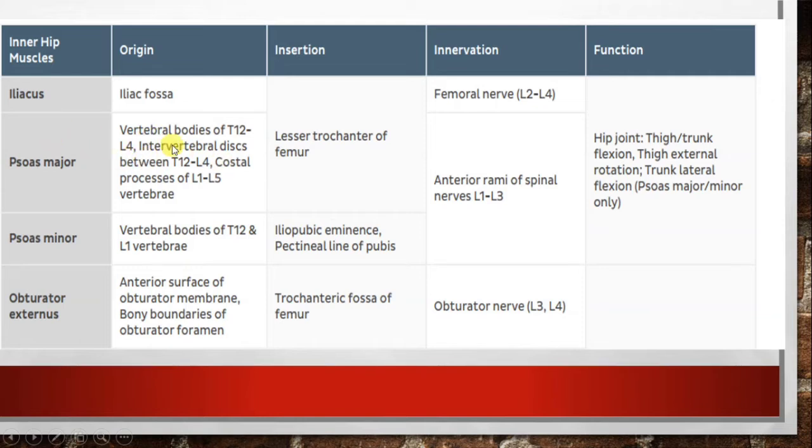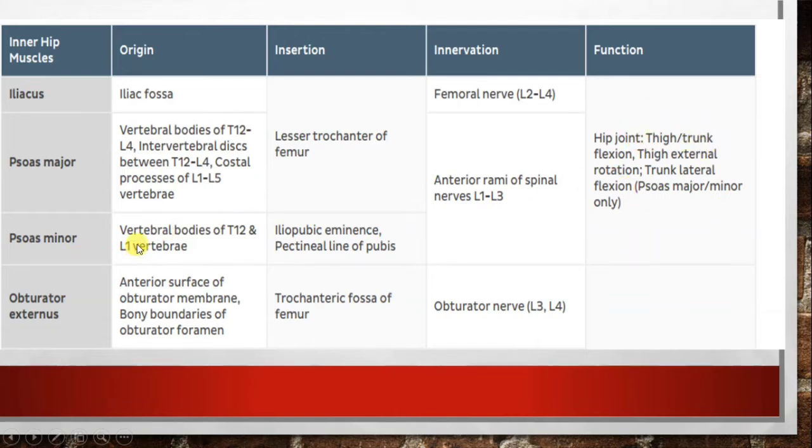Psoas major is arising from the vertebral bodies T12 to L4, as well as the intervertebral discs between T12 to L4, and transverse processes. Insertion is in the lesser trochanter of femur. So iliacus and the psoas major both attach to the lesser trochanter of femur. Innervation is by the anterior rami of spinal nerves, since these arise directly from the spinal cord or the vertebral bodies, so they can be innervated by spinal nerves. The functions we have discussed.